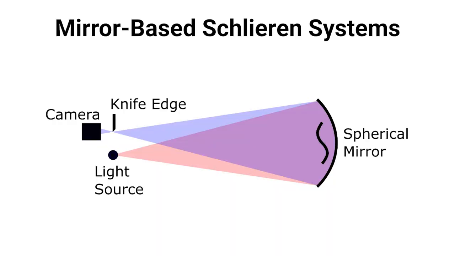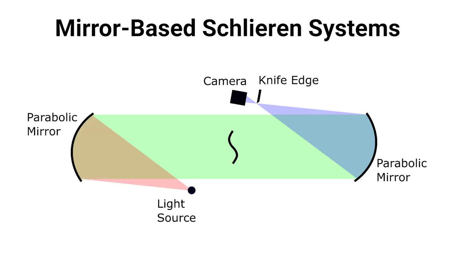There are two main mirror-based Schlieren systems. The first is the double pass system, which only uses one mirror, and a concave spherical mirror should be used for best results. The second is the Z-type system, which uses two mirrors, both of which should be concave parabolic mirrors for best results. So let's see why.